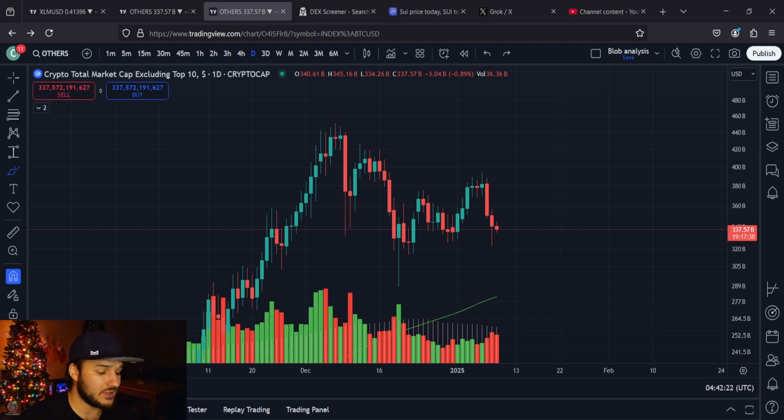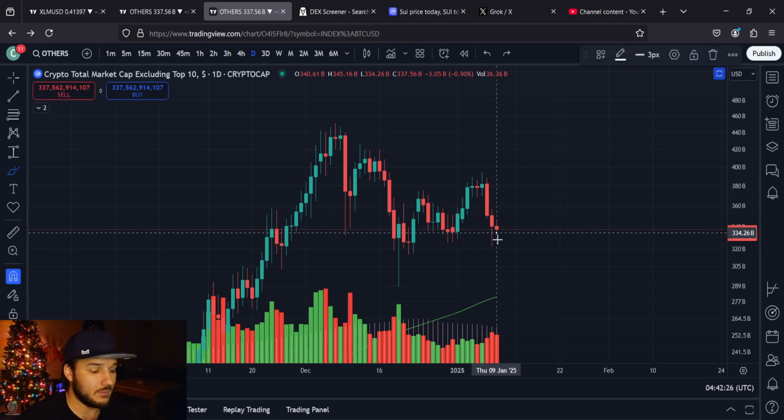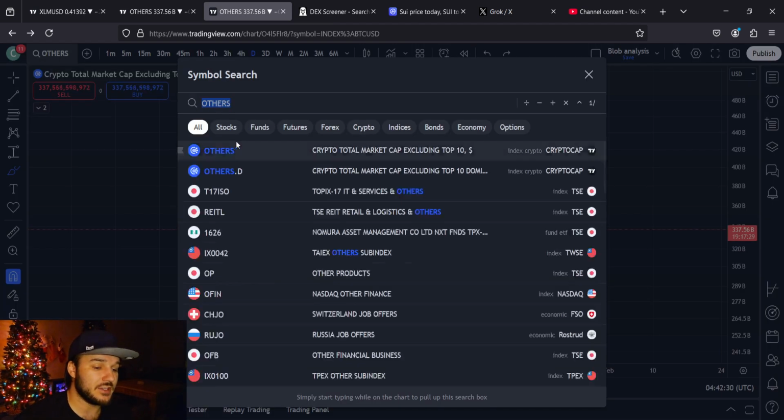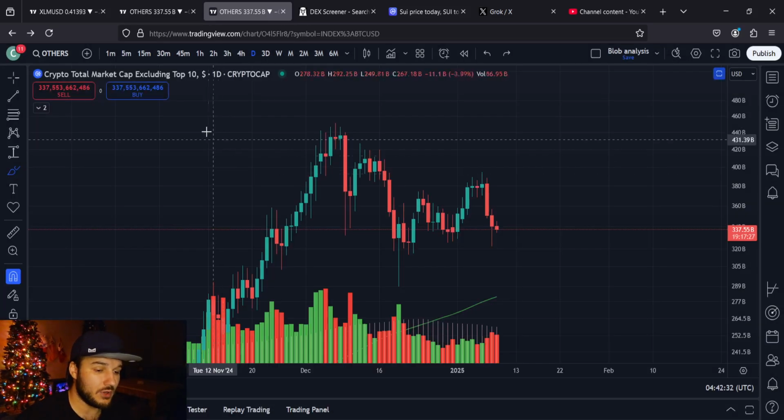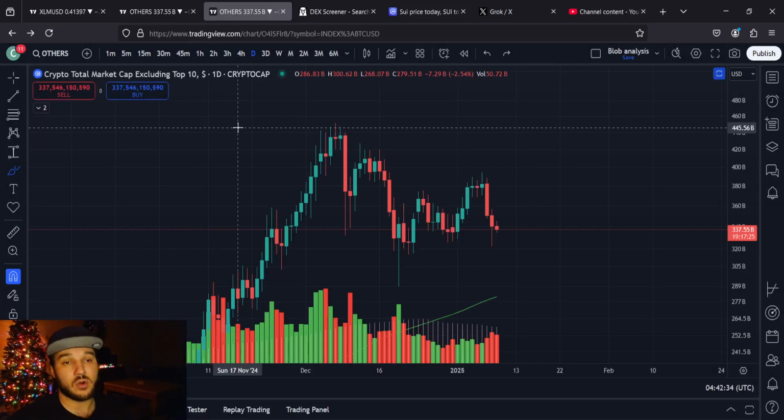I do want to make this video pretty similar to the last one that I made for Bitcoin, just identifying if this is the low or if this isn't the low. This chart here is the Others chart. If you type in "others," it gives you the total crypto market cap excluding the top 10 coins. In other words, this chart is essentially what the average altcoin's doing, right?